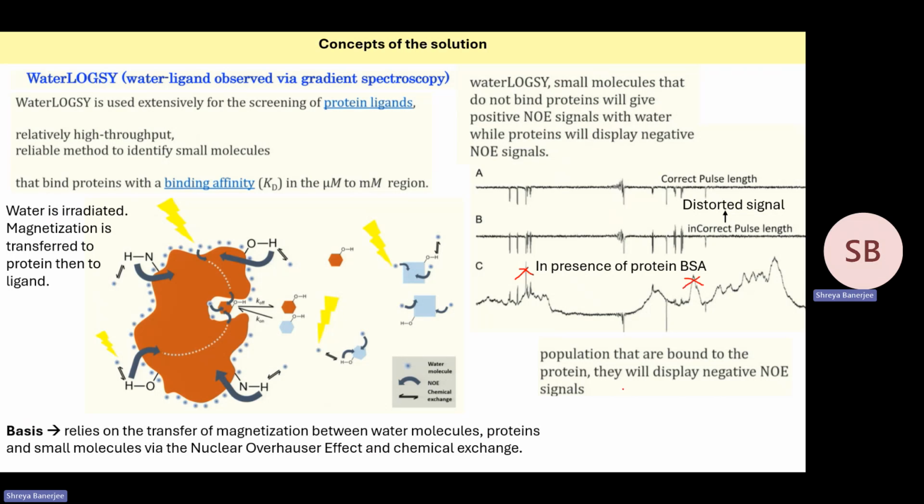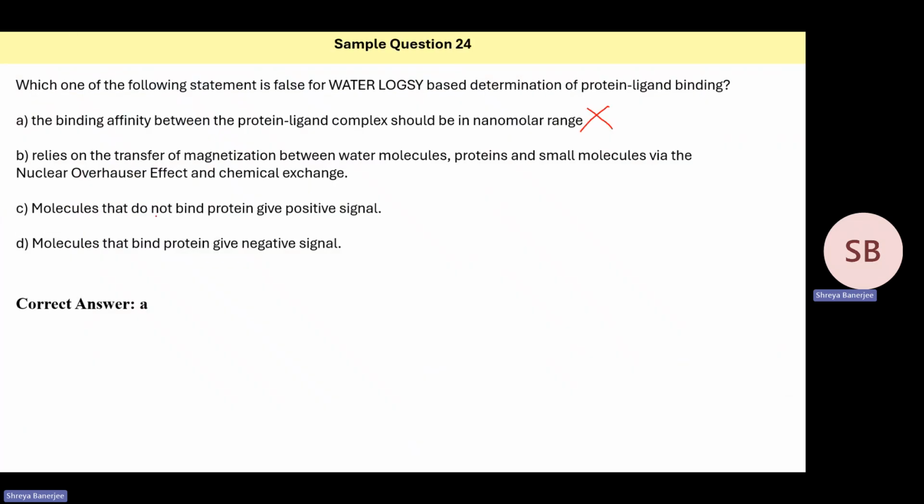And what is binding to protein gives negative NOE signal. So this is binding. If it's not binding, it gives a positive signal. If it is binding, it gives a negative signal. So you can see the other points. That which is not binding gives positive signal is correct. That which is binding gives negative signal is also correct.